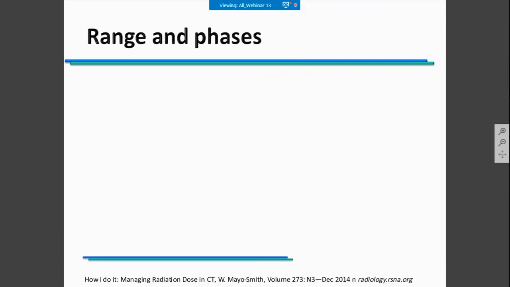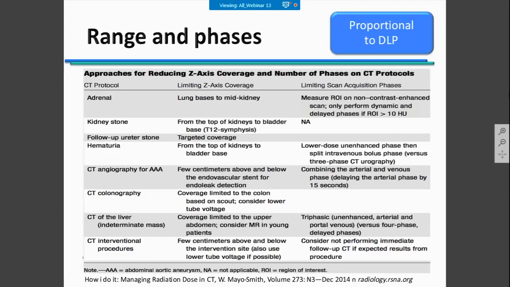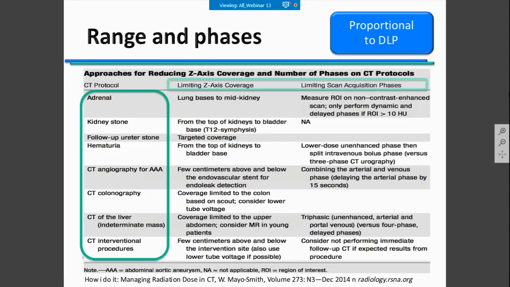Range and phases must be analyzed according to the clinical task because they are directly connected to the DLP value that the patient will be submitted to. So you could find different clinical indications and different indications of the range size that you should use according to these tasks, and they should be both combined.